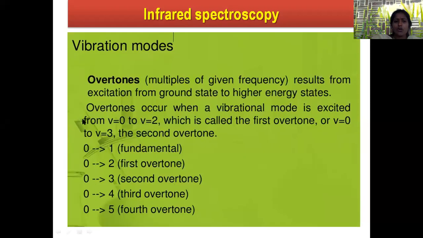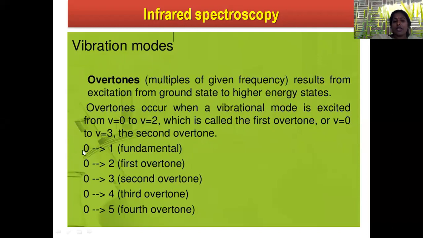Okay. So overtones. In the case of this IR spectrum, some new terms are also there: overtones. Multiples of a given frequency result from excitation of the ground state to a higher energy level. An overtone occurs when the vibrational mode is excited from V0 to V2, which is called the first overtone. V0 to V3 is called the second overtone. These are forbidden regions, meaning these are not accepted by IR spectroscopy.